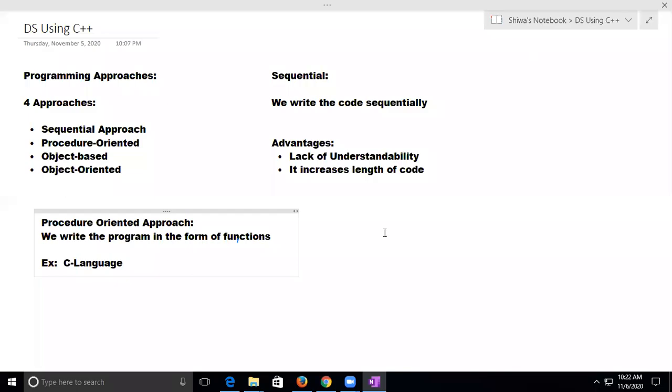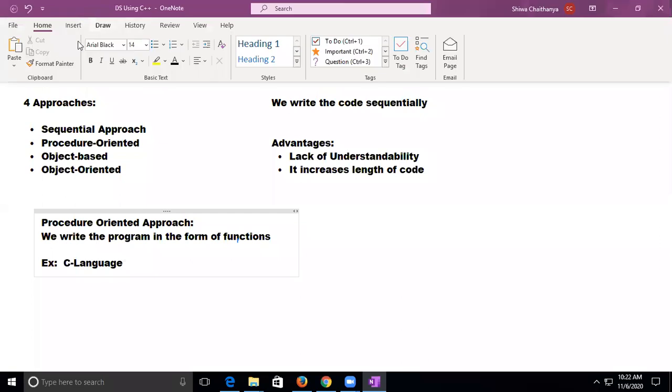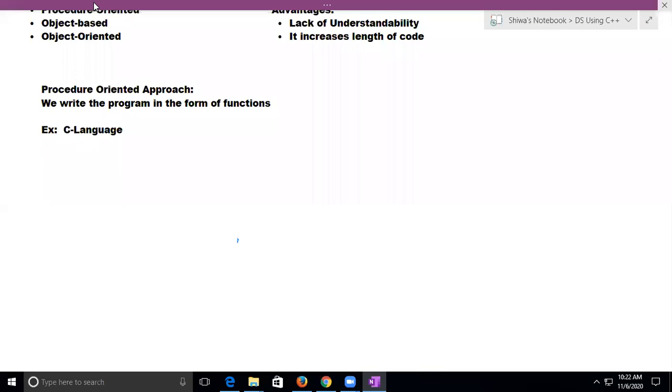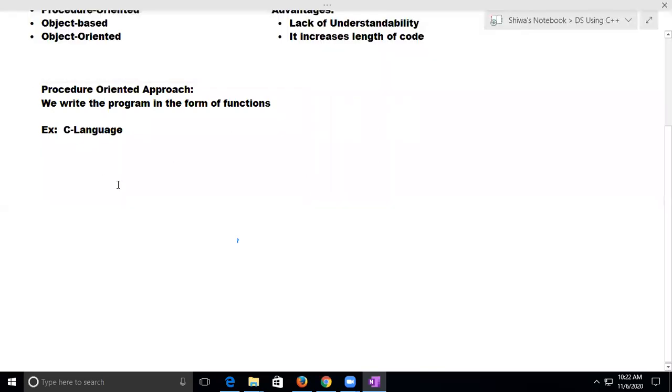Oriented approach. We write the program in the form of functions. So C program, we are writing in the form of functions. You already know about it. For example, see here, I'm writing one C function to add two numbers. I'm defining one function here, to add two numbers, I'm defining this function.